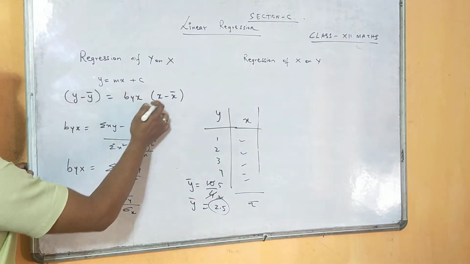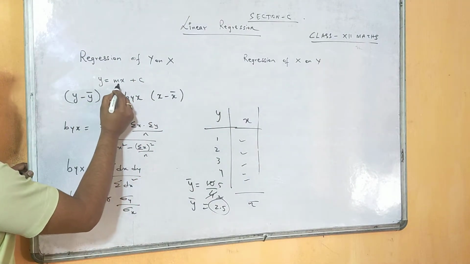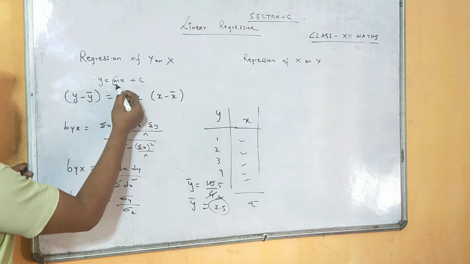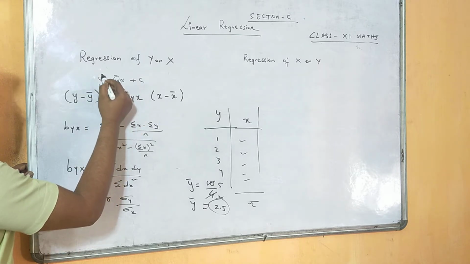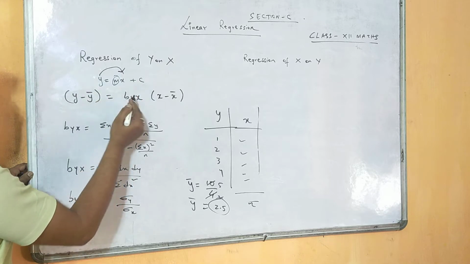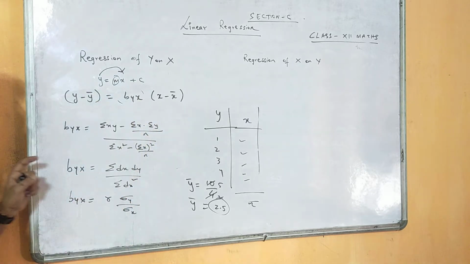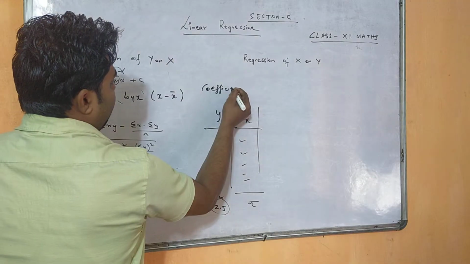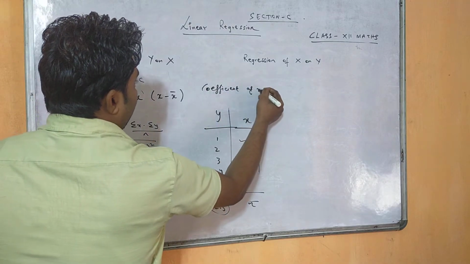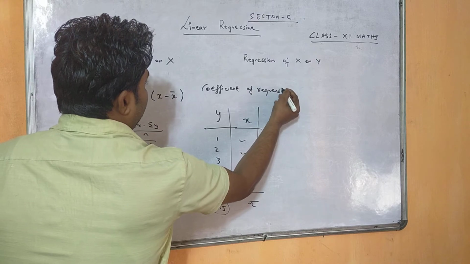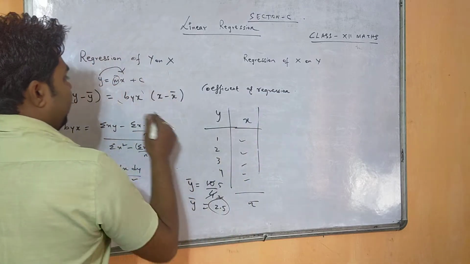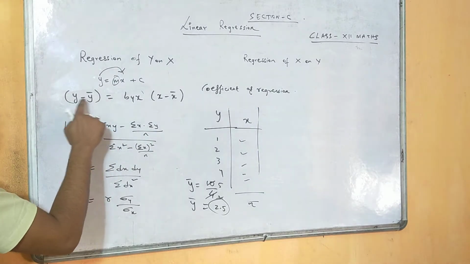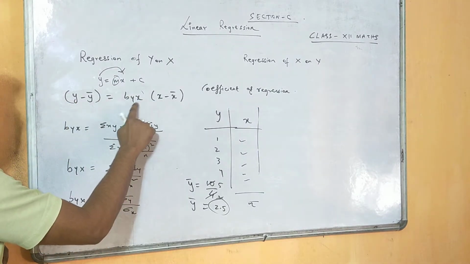Okay. So what is byx? Byx means the slope here. Like when we write y equals mx plus c, what is m here? That is the slope of the line y on x, right? Similarly, byx is also a slope, but we call it the coefficient of regression. Okay, that is byx. When I write byx, that means the regression line is of y on x.